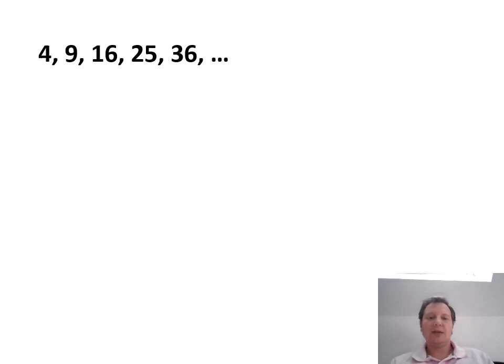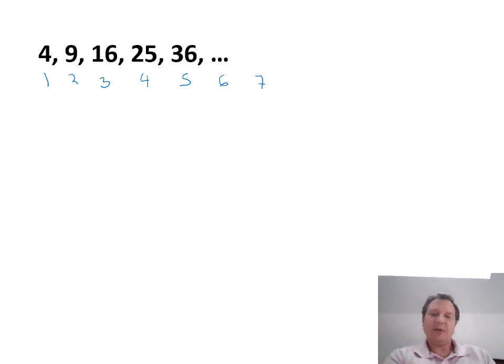Let's look at the following sequence and try to write its closed and recursive form. First of all, I find that it helps to write the indices of the sequence underneath the sequence numbers to assist us in figuring out these forms. Next, we have to spot the pattern in the sequence. The sequence we have is 4, 9, 16, 25, 36. What will be the next number?